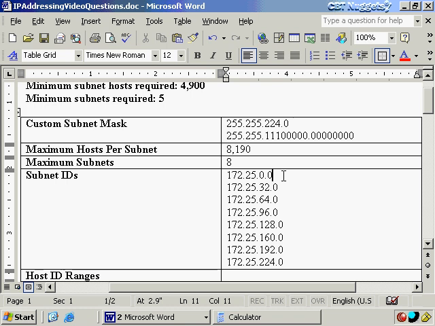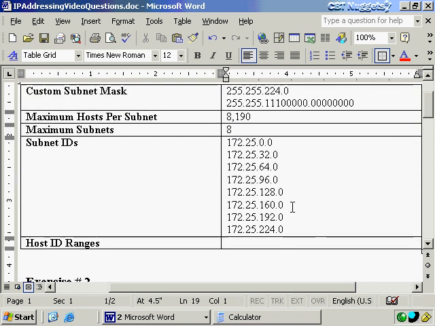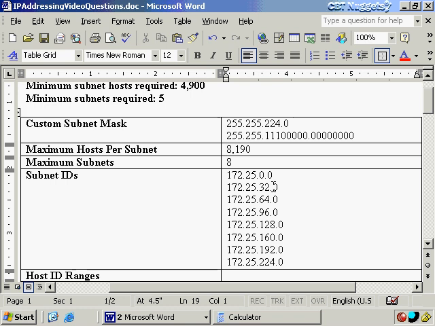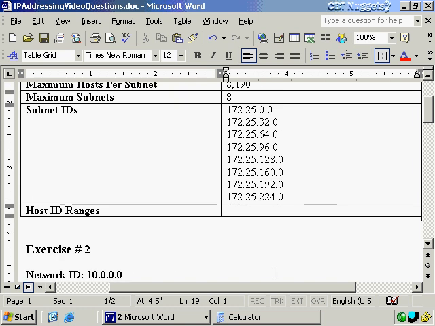Now let's go ahead and take a look at our host ID ranges. Then I'll put all of this together in an example for you to see how one particular subnet, or a couple of subnets perhaps, would look if I used the custom subnet mask that we're using with these subnet IDs and with the ranges that these will yield. Now, my subnet host ID ranges are going to be based on my subnet IDs.